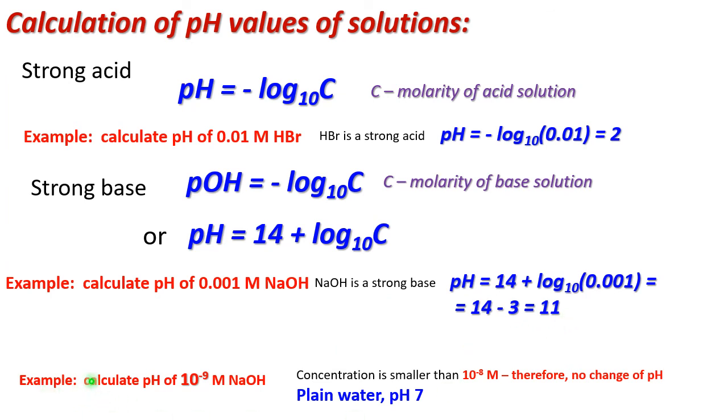One more example. Let's calculate pH of 10 to the negative 9 molar sodium hydroxide. Okay, we recall that this concentration is smaller than 10 to the negative 8 molar. Therefore, no change of pH. The amount of sodium hydroxide is too small to affect the pH of the aqueous solution. We have just plain water, and pH is still 7, as it was.